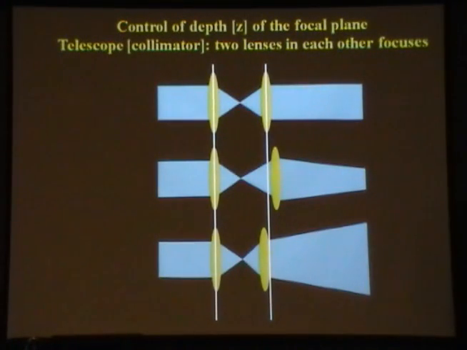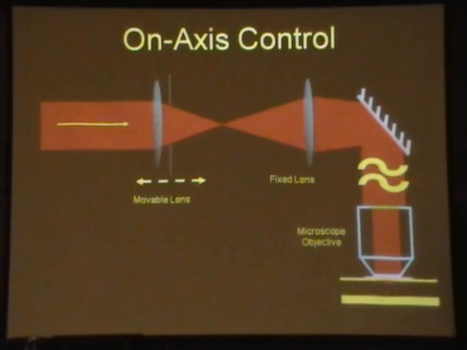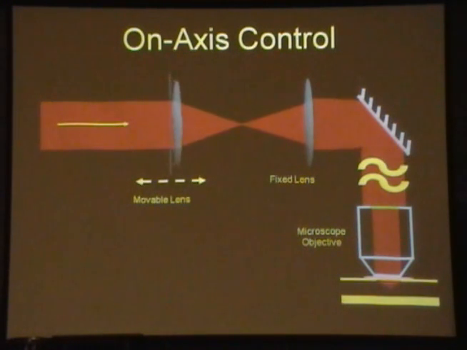And to control the beam size, I call this a telescope. Some people in science call it a collimator. If you just put two lenses at the same focal distance, with one at the focus of the other, if the beam comes in parallel, it goes out parallel. If you move the lens this way, it tends to focus there, so the beam goes down. If you move it in the other direction, your beam is going to be wide. So you can control the beam size at the microscope just by moving one lens with respect to the other.